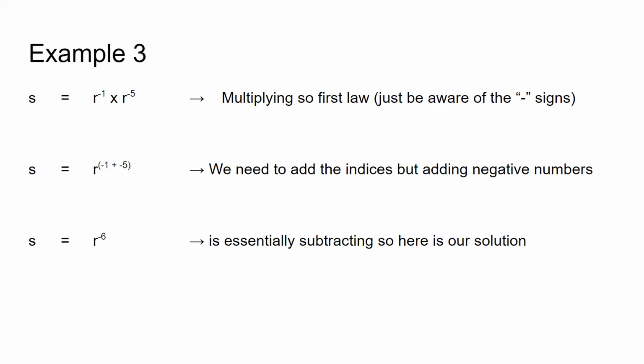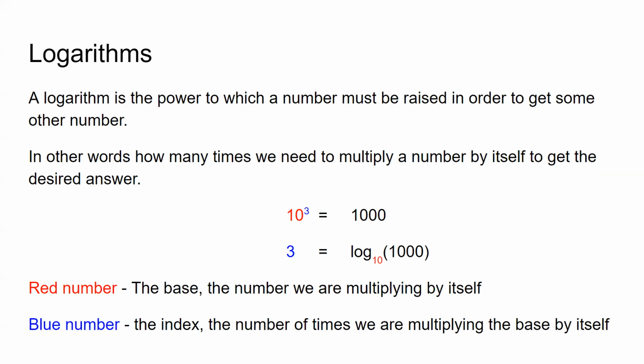Now, logarithms will build on this knowledge that indices have. A logarithm is the power to which a number must be raised in order to get some other number. In other words, how many times we need to multiply a number by itself to get the desired answer. You can see I've got two lines here. I've got 10 cubed equals 1,000 and 3 equals log to the base 10 of 1,000. Both these are true and they are equivalent. They're essentially the same thing.